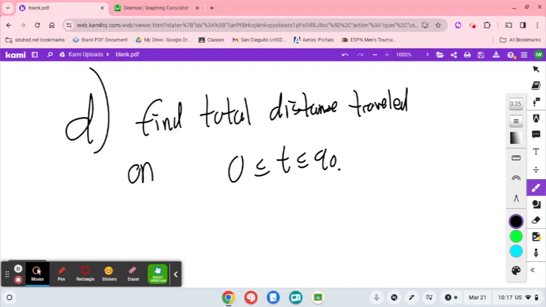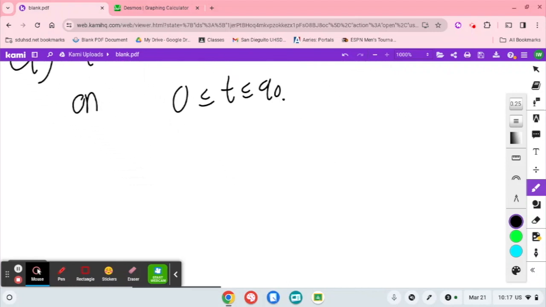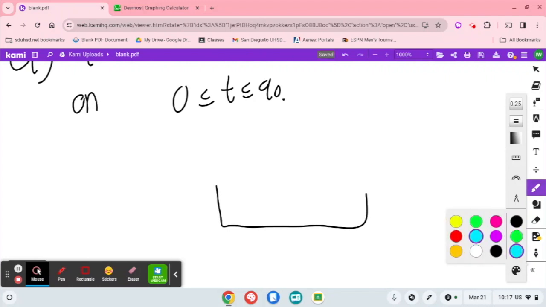Okay, so part D is asking to find the total distance that Stephen traveled in the first 90 seconds. And so, while we might think that we just want to take the integral from 0 to 90, it's important to note that if this is the pool right here, and let's say that this is Stephen, and he's traveling right here, he's 50 meters away from where he started. But then if he goes right here, he'll have traveled a total of 100 meters because he's gone 50 and then another 50. But he's only going to be at 0 meters from where we started.